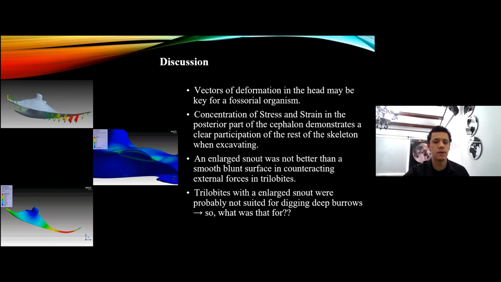And given the higher values of Megistaspis extenuata, we can think that the enlarged snout of trilobites was not as good for burrowing as having a blunt surface. Therefore, it was probably not suited for digging deep burrows. So what was it for?